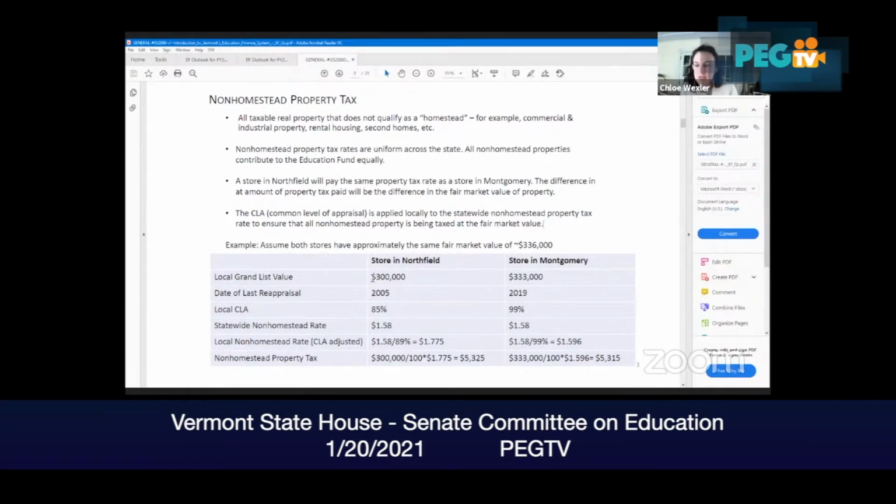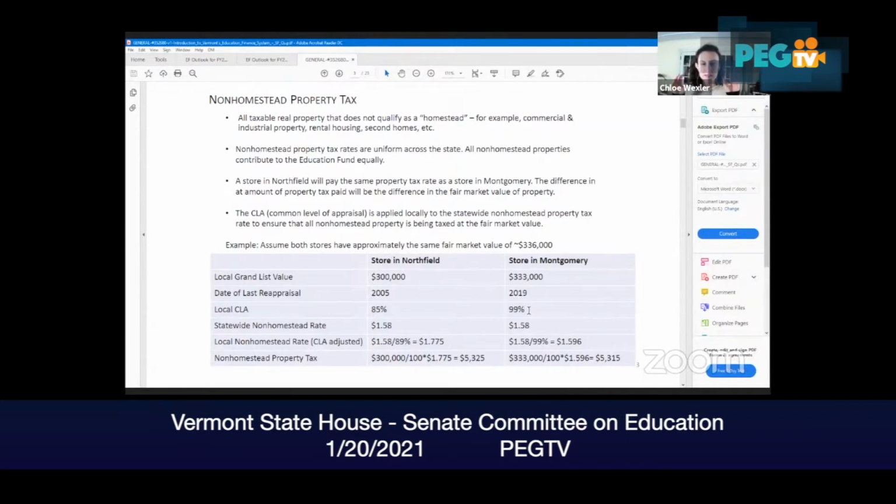So let's say a store in Northfield is listed at $300,000. The date of the last reappraisal was 2005, so it's been a while. That means that they have a CLA of about 85%, which means that the listed values on their grand list are actually below the current sale price of the property. So we're assuming for this example that this property would be valued at about $380,000, which you can see because that same store, which we're assuming has the same value of $333,000 in Montgomery, was reappraised last year. So their CLA is 99%.